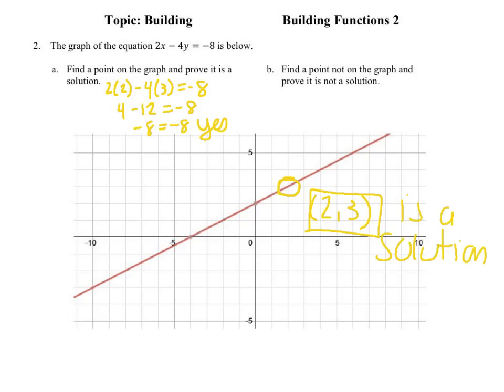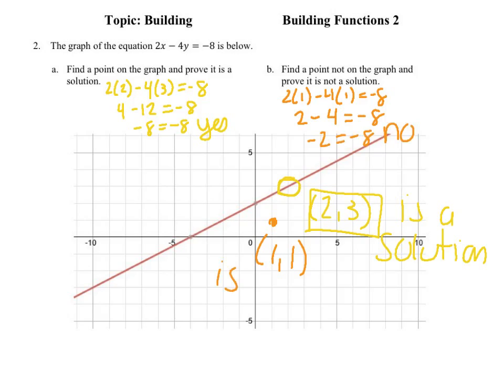Now, part B says, find a point not on the graph and prove it is not a solution. So let's use this point right here. This point is 1, 1. So I'm going to have 2 times 1 minus 4 times 1 equals negative 8. So I get 2 here, minus 4 here is negative 8. So I get 2 equals negative 8. No, that is not true. So 1 comma 1 is not a solution. And you can see right here, it is clearly not on the red line, so it's not on the graph.